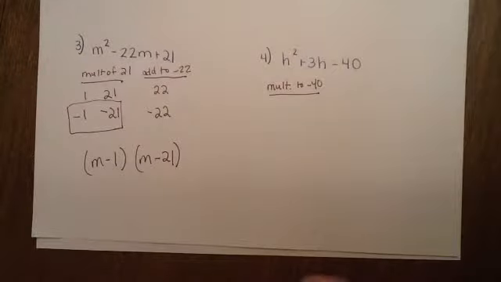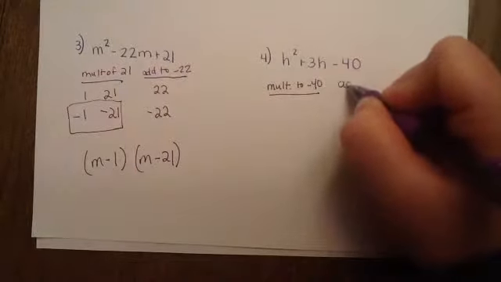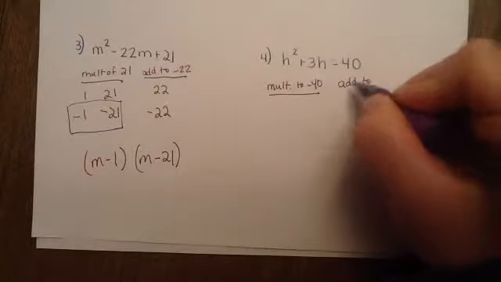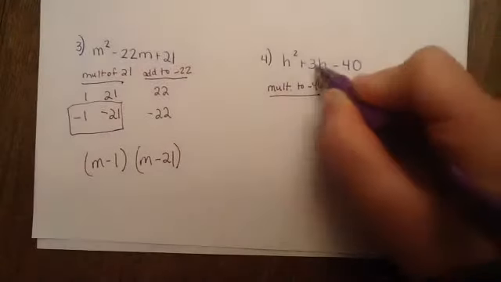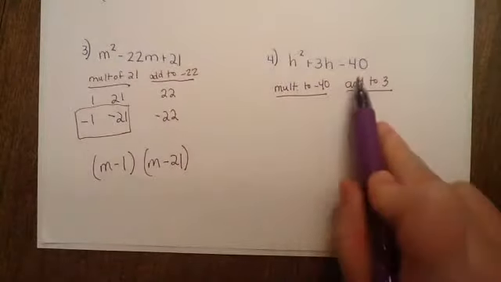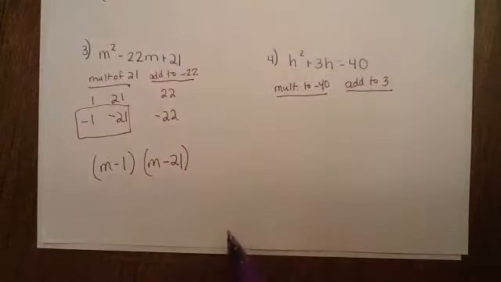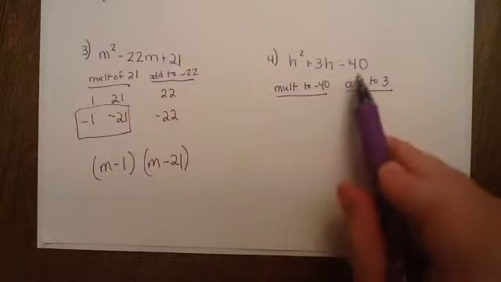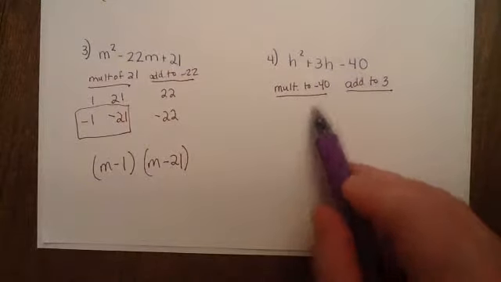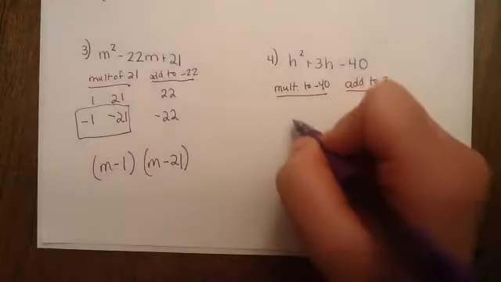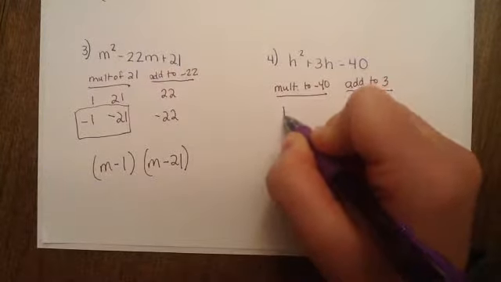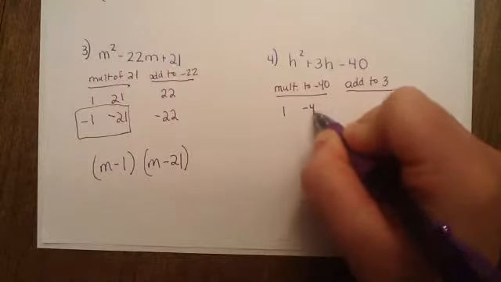And I want the ones that add to 3, the middle piece. So they multiply to be -40, they add to be 3. Let's list some options for -40. Now if I want it to be negative, one of them must be negative. So I have 1 and -40.